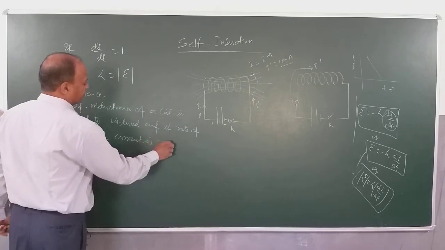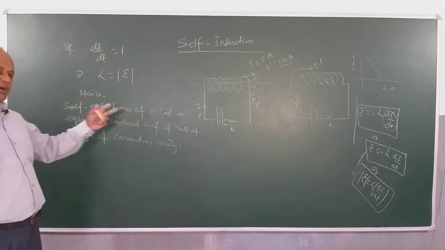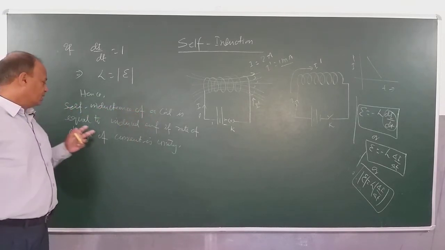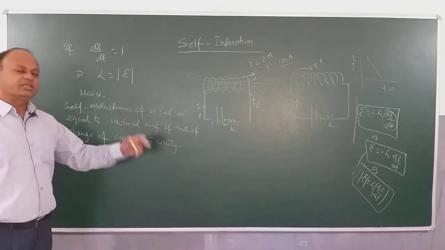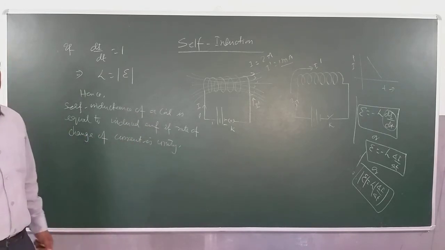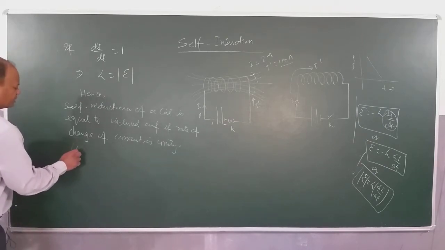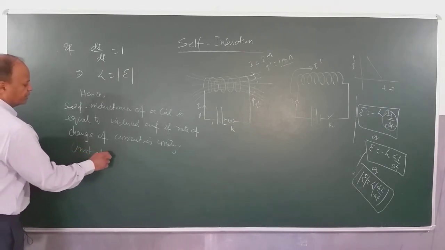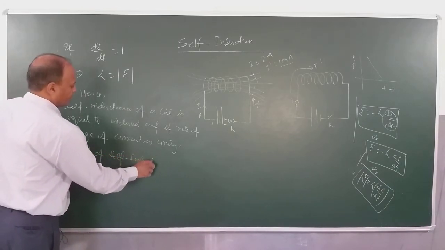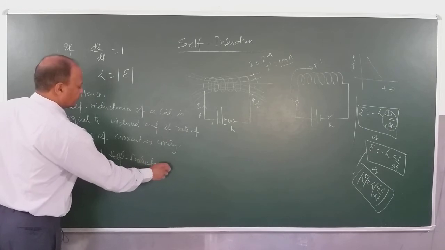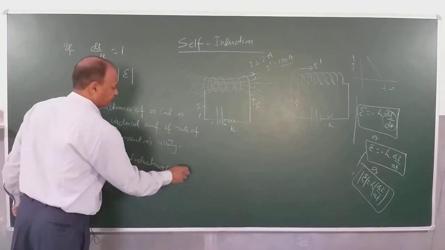So you can copy this definition from the board. We have said self-inductance of a coil is equal to the induced EMF if rate of change of current is unity. Right? Once understood this children, we will understand unit of self-inductance. What will be unit of self-inductance?